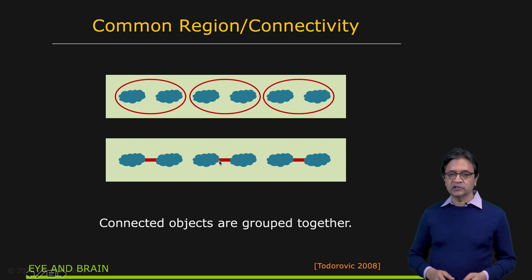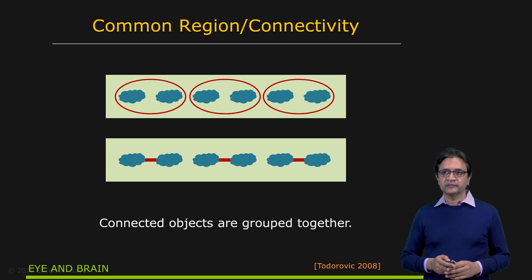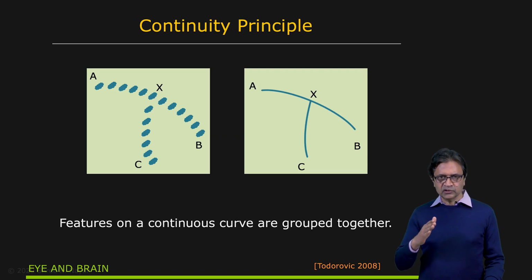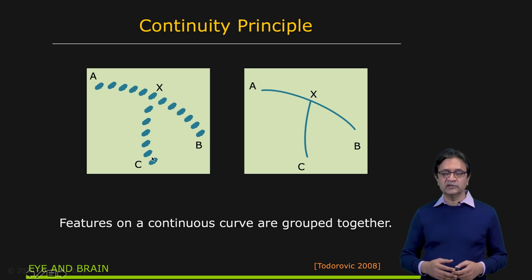So connected objects are grouped together. And then you have continuity. In this case, you're looking at alignment or orientation of these elements or how they're moving. So these elements that happen to lie on what appears to be a single smooth curve are grouped together as a single subgroup, different from this group right here, which is moving in a different direction. So features on a continuous curve tend to be grouped together as a subgroup.